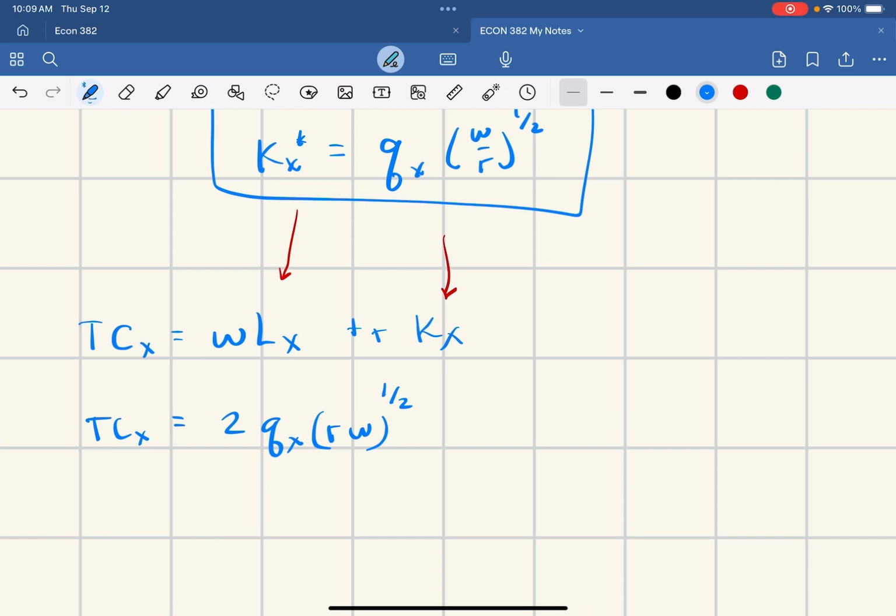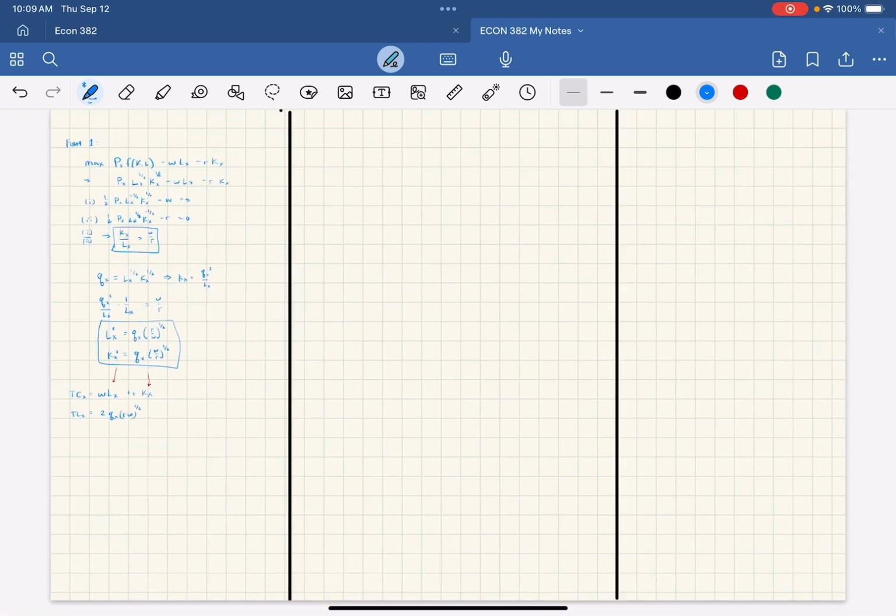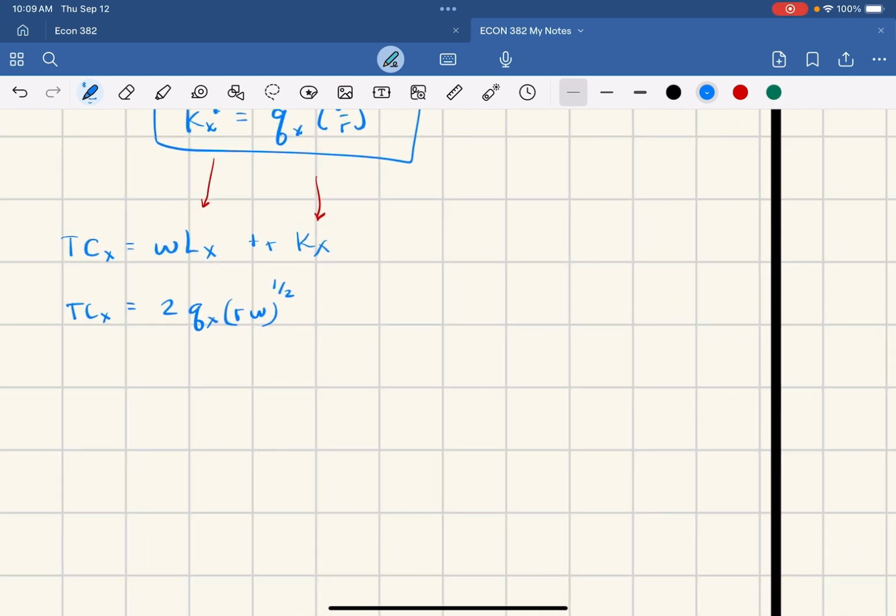All right, so this is what we get for the first firm that is producing X. If we zoom out, we can see that. The same is going to be true for firm 2 producing Y.